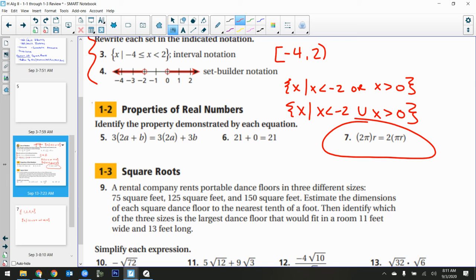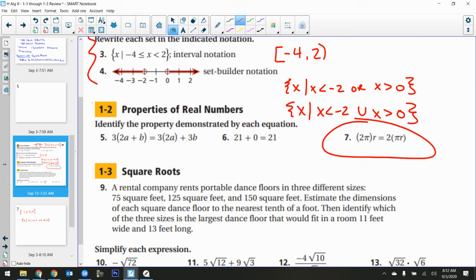The temptation is to say commutative. If you say commutative, do I change order? 2πr. 2πr. Did I change order? So it's not commutative. So what is it? Associative. Associative, right. I change the grouping. I say 2π, then r, is the same as 2, then pi r.